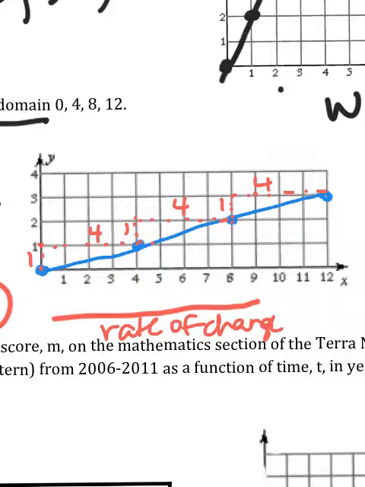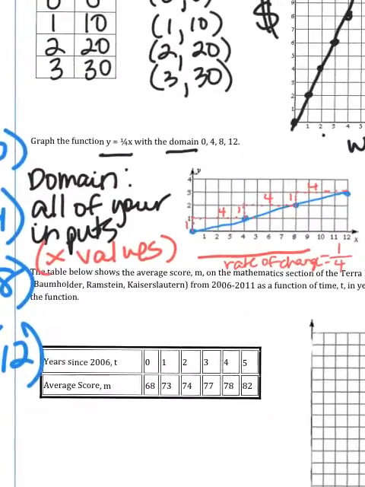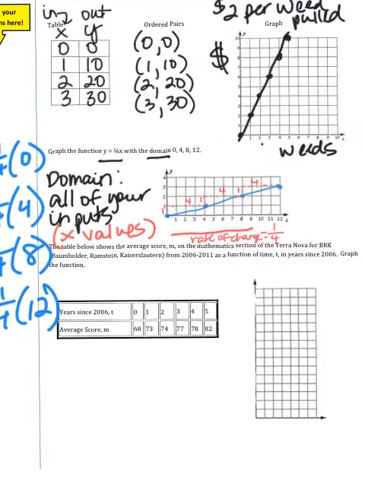So in this case, it's moving up 1 and over 4. Okay? We'll come back to that. I just want you to think about if that makes sense to you right there. Okay. The table below shows the average score M on the mathematics section of the Terra Nova for BRK. This is in a different country, but that's okay. From 2006 to 2011 as a function of time in years since 2006.